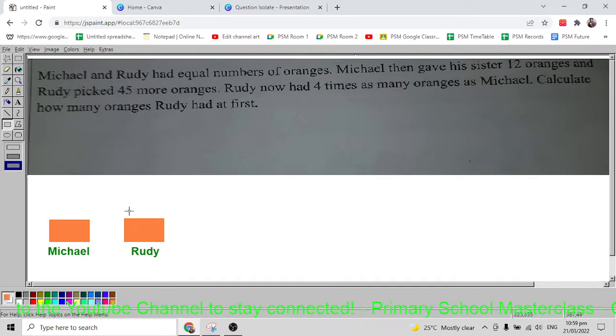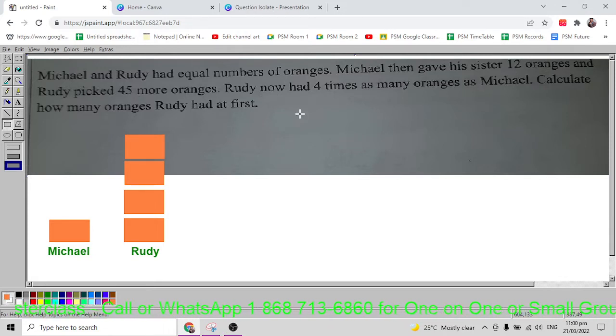So I'm going to go with the bar model. I hope this thing fits. So you have 2 bars, but Rudy is 4 times as Michael. So definitely need 2 more bars. That's 3 in total, and I need a 4th one. Yep. I'm pretty happy with that. Okay, so Rudy now has 4 times as many oranges as Michael.